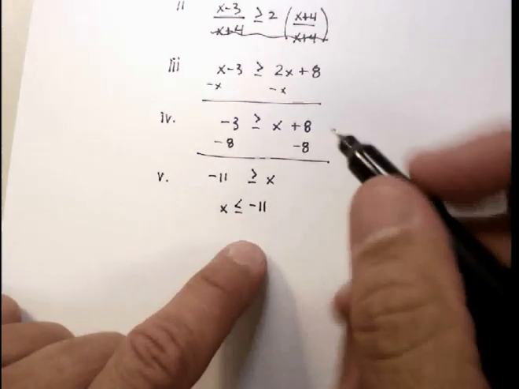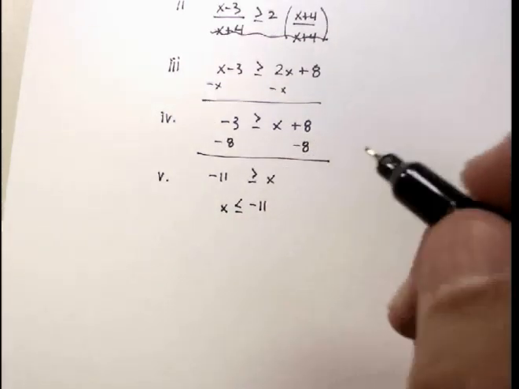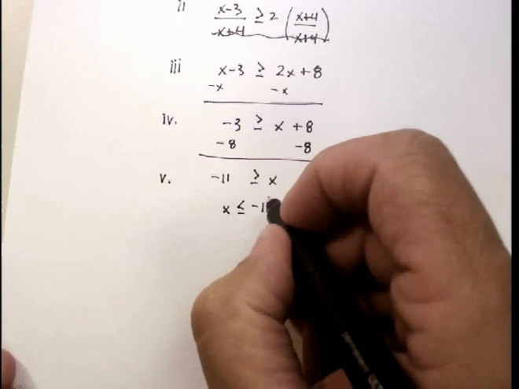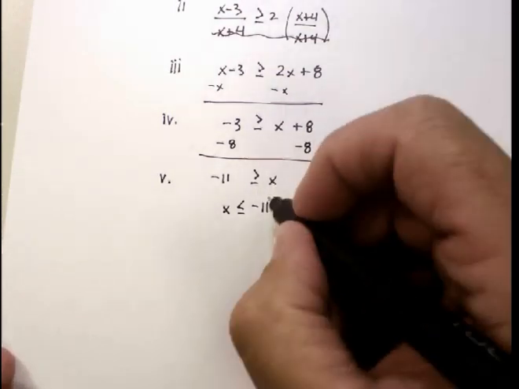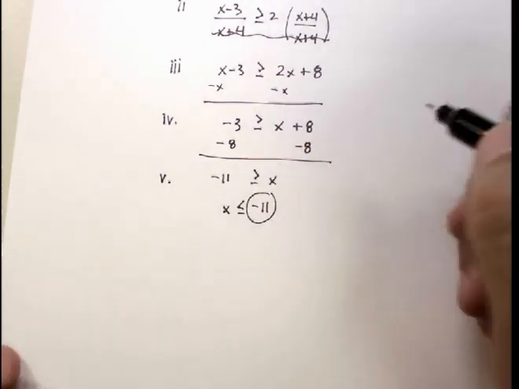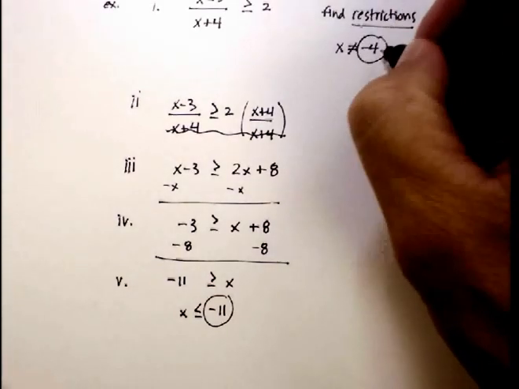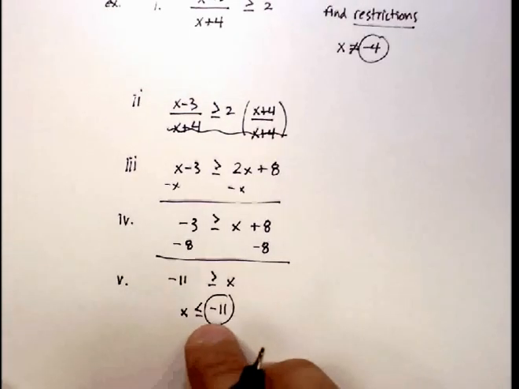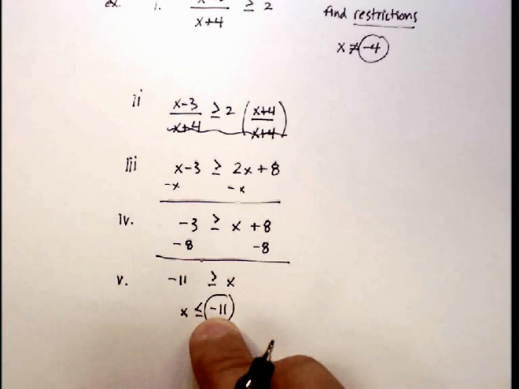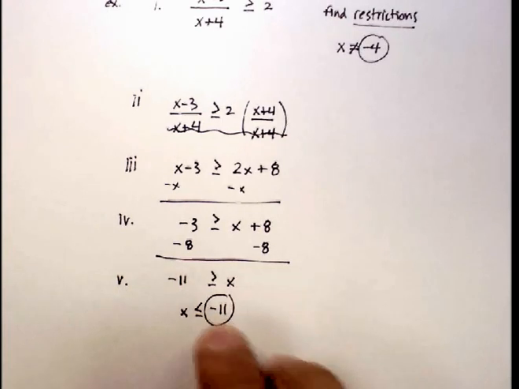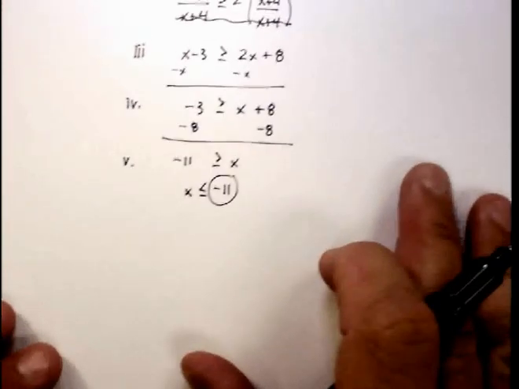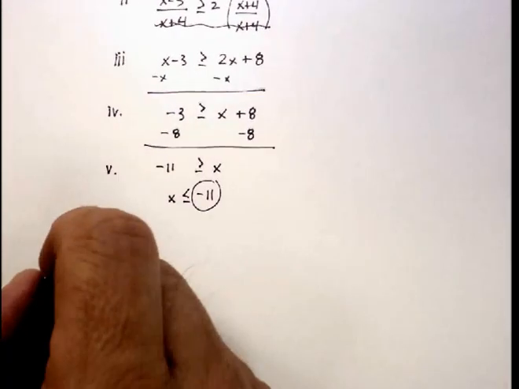Now what this is saying is this negative 11 represents one of the boundaries of my rational inequality. Just like the negative 4 up here is a number that I can't use, I have to have an x that's going to be less than or equal to negative 11, if that makes sense. So those are my two conditions. Now what do I do with those two numbers? Put them on a number line.